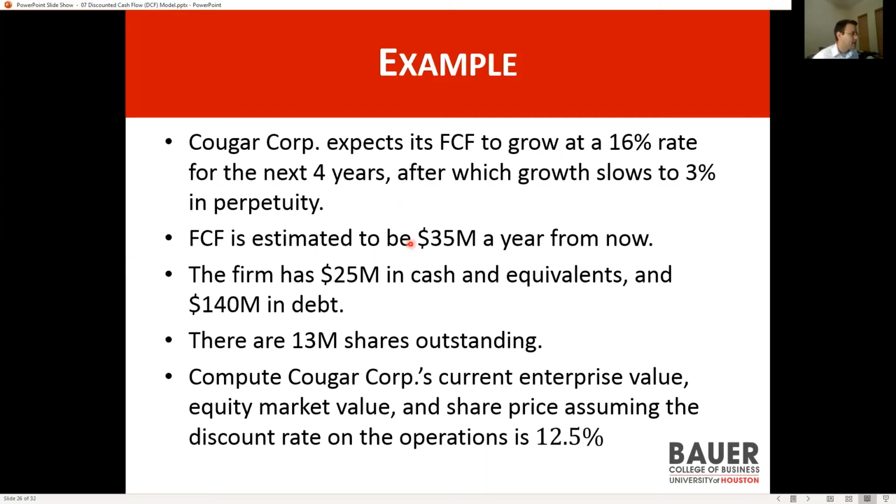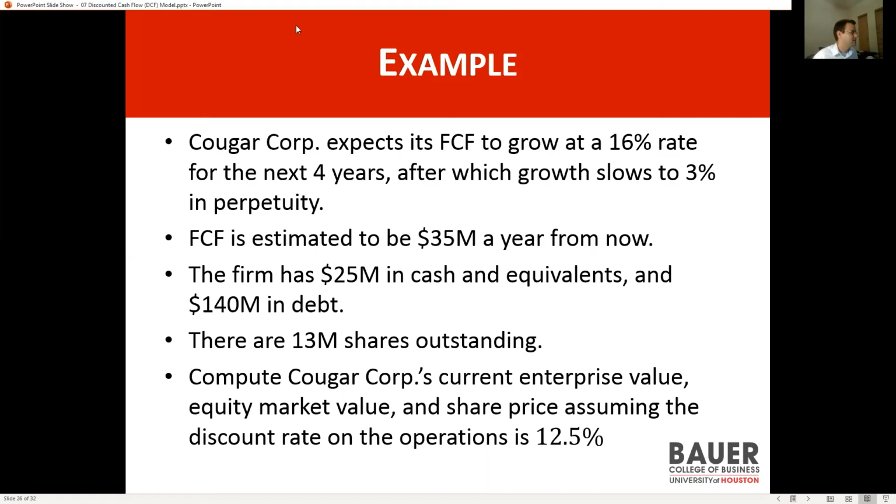We're going to estimate that the free cash flows will be $35 million in 1 year from today. The third bullet point gives us some information on the balance sheet. We have $25 million in cash, $140 million worth of debt. We have 13 million shares outstanding. And the question is, you're an analyst. You want to get the enterprise value of this company. Then you want to figure out what the equity is worth. And finally, you want to get the share price, assuming that the discount rate for the operations should be 12.5%. Right? You want to know how much would you be willing to pay for this company on the stock market.